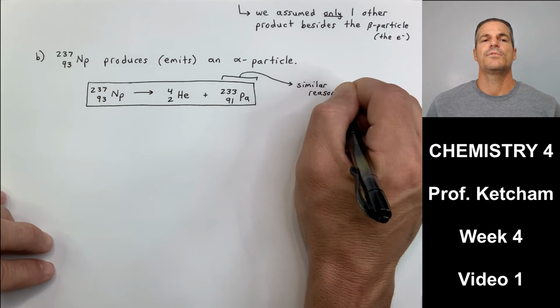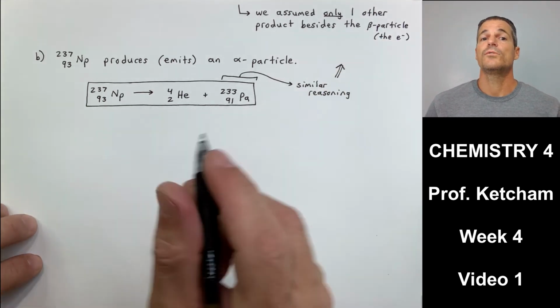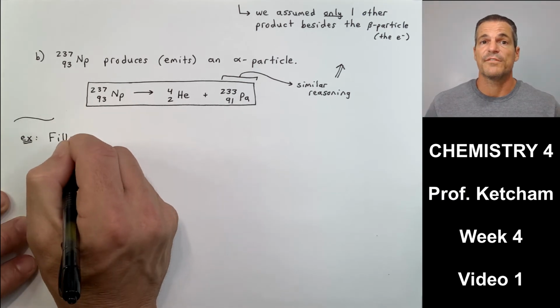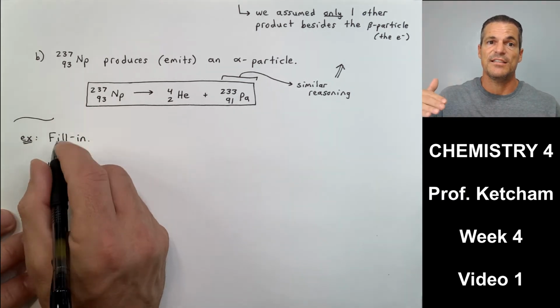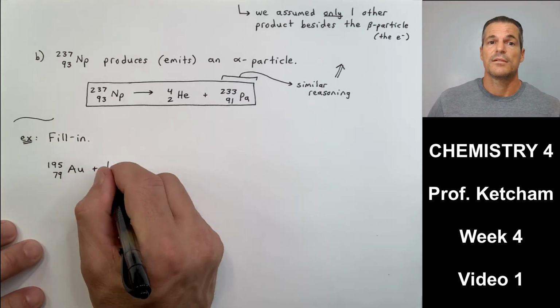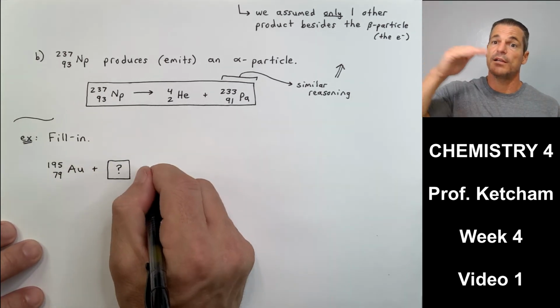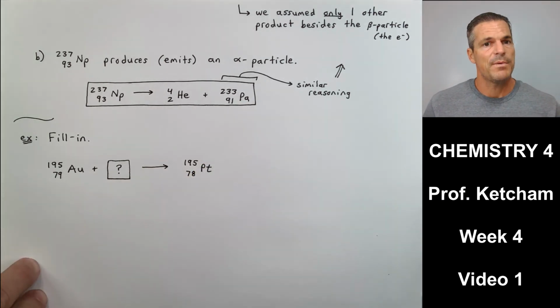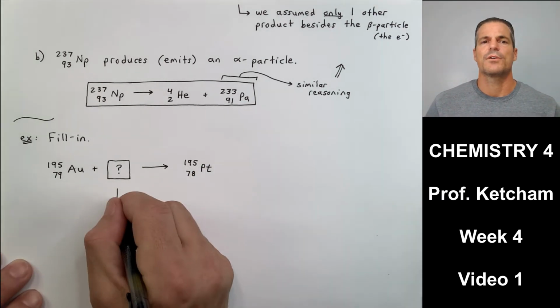So neptunium-237 goes to helium-4, that is my alpha particle, plus whatever's left, because I have to make the A's and the Z's match up on the left and right. So I do that, I get 233, and then a 91, and a Pa. I believe Pa, might be wrong, is protactinium, I'm not sure.